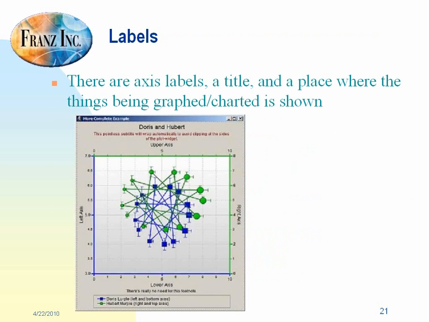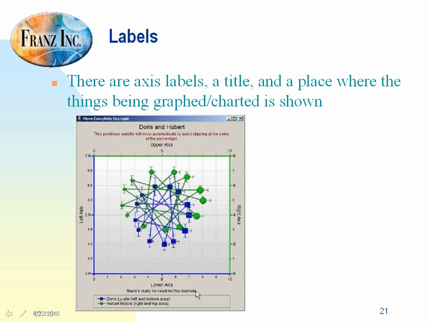Anyway, let's talk about labels for a bit, and this particular example has lots of labels on it. It's got a title up here, which is different, by the way. This is the title of the window that is containing the widget, the dialog that's containing the widget. The widget itself is just in the interior. So this is the title of the widget, Doris and Hubert. And then the person who made this example didn't quite know what to say, so he says this pointless subtitle will wrap. Then we have labels on all the axes.